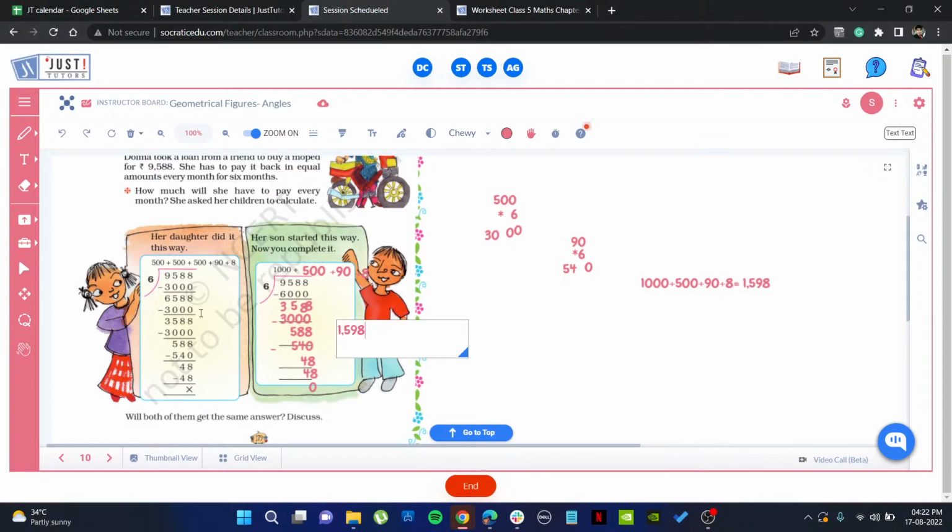1598. Let's figure out what the answer is in case of her daughter. Okay, for that we need to add these given numbers: 500 add 500 add another 500 add 90 add 8. So let's check out how much we are getting.